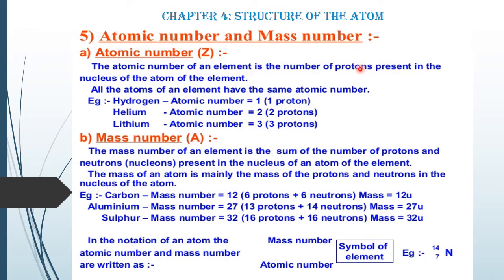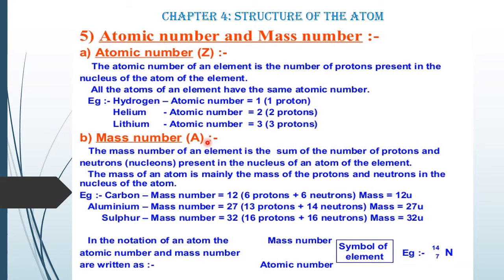Now atomic number. The atomic number of an element is the number of protons present in the nucleus. All the atoms of the element have the same atomic number. Hydrogen atomic number 1, helium atomic number 2, that means it has got 2 protons. Lithium atomic number 3, 3 protons. Atomic number, number of protons, number of electrons, they are all the same.